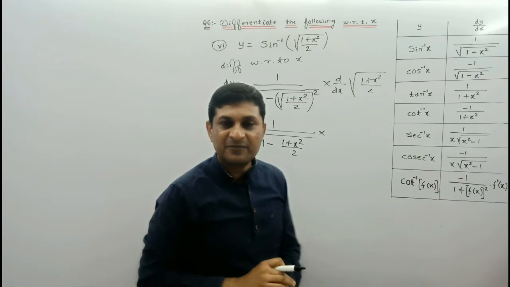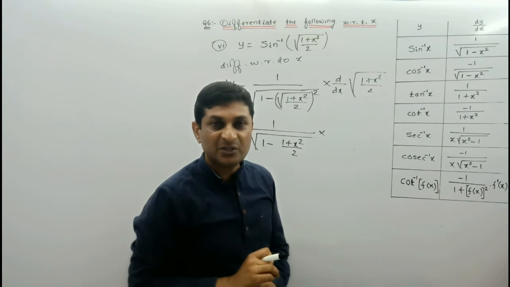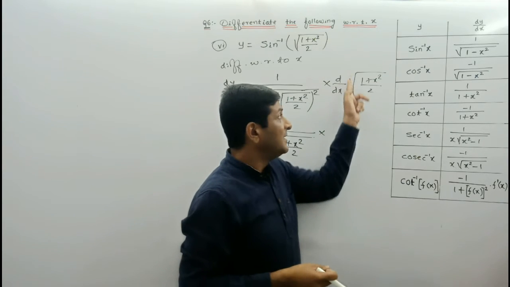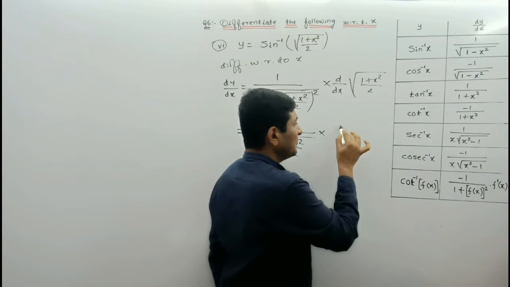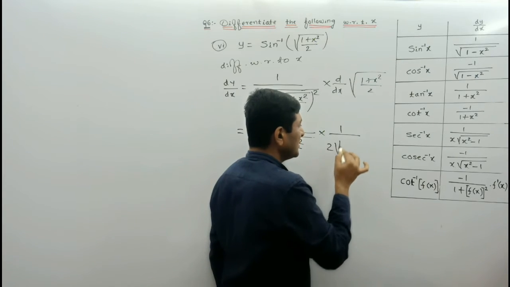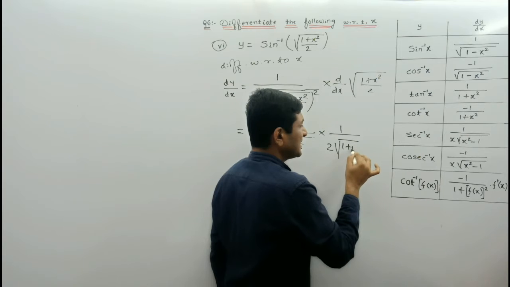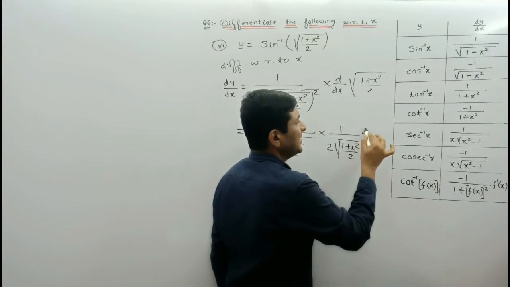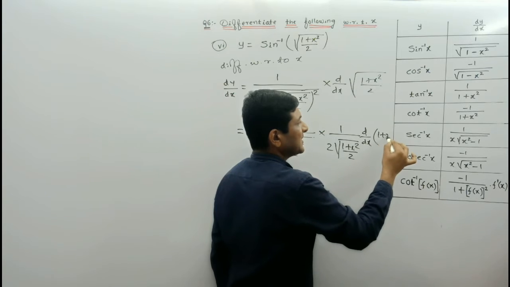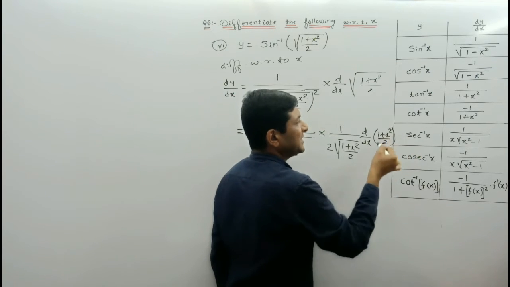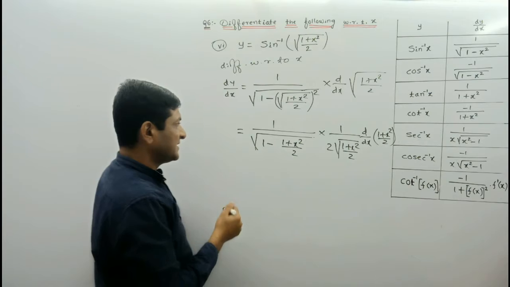Whenever we are finding differentiation, we have to observe the given function. It is in the form of under root f of x. And what is derivative of root f of x? 1 upon 2 root f of x. What is f of x? 1 plus x square upon 2 into derivative of f of x. What is f of x here? 1 plus x square upon 2 is our f of x. Now let us simplify it.